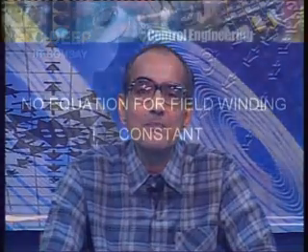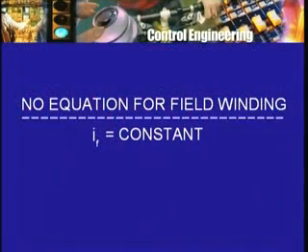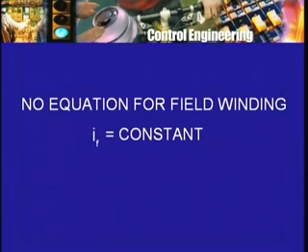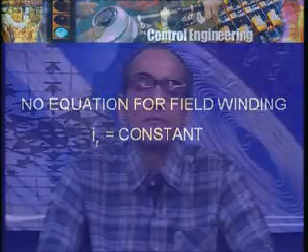This is for the electrical part of the armature. Remember, I am assuming that the field current is somehow maintained constant. So there is no equation for the field current or for the field winding. We will simply say that the field current If as a function of time t is just some constant value. It's not changing with time. Later on we will consider the possibility of changing the magnetic field or the field winding current.